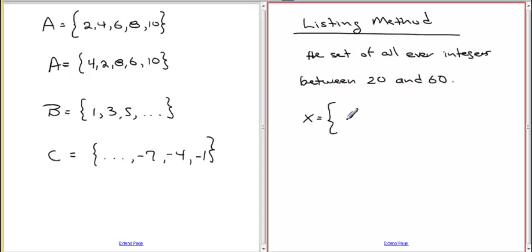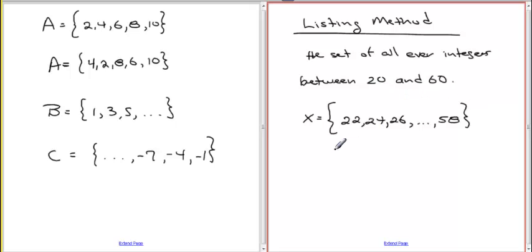So if we wanted to list this, we go to the next even integer, which would be 22. And then we would establish a pattern. And once we have established a pattern, then we would go dot, dot, dot to show the pattern repeats itself. And then we could either do 54, 56, 58, but since we've already established the pattern, really all we have to do is put 58 in there. We don't need to show the pattern on the other side if we don't want to.